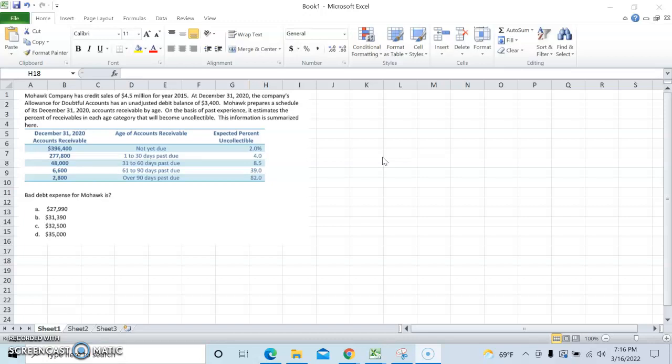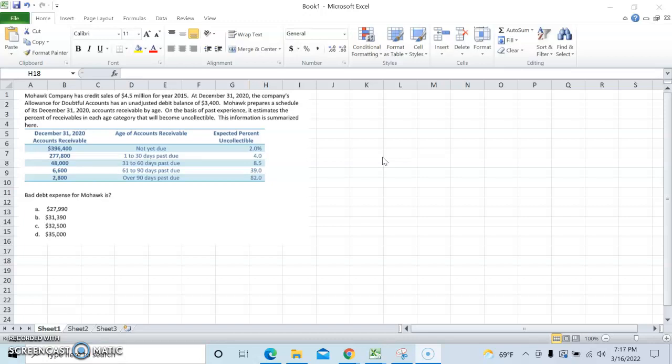Mohawk Company has credit sales of 4.5 million for year 2015. At December 31st, 2020, the company's allowance for doubtful accounts has an unadjusted debit balance of 3,400. Mohawk prepares a schedule of its December 31st, 2020 accounts receivable by age. On the basis of past experience, it estimates the percent of receivables in each age category that will become uncollectible. The information is summarized here.